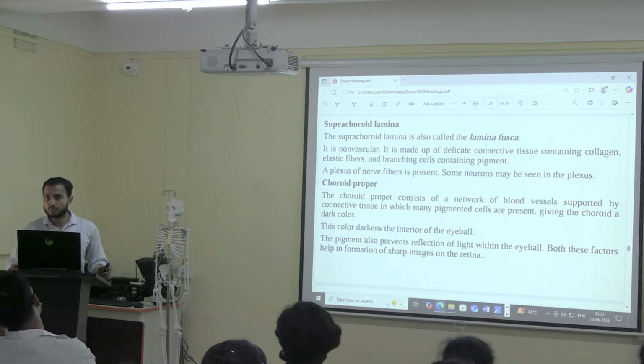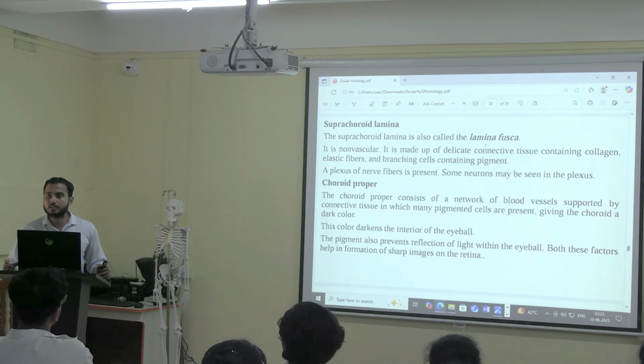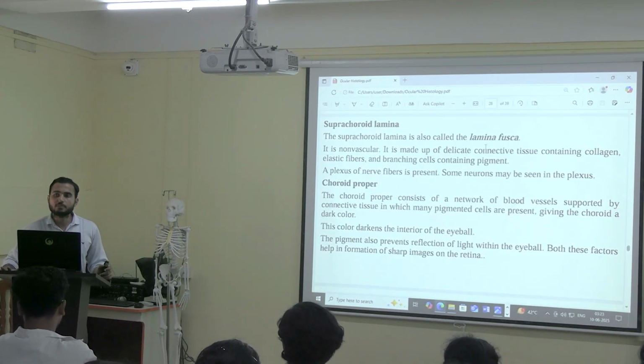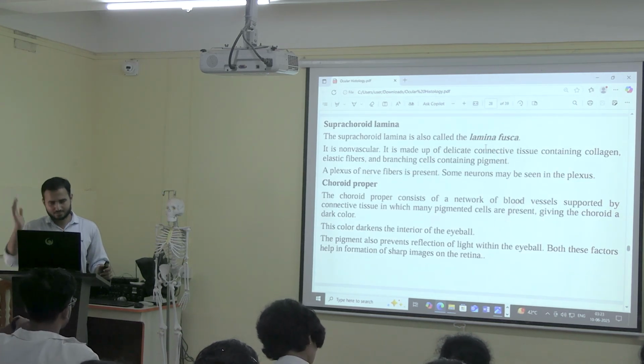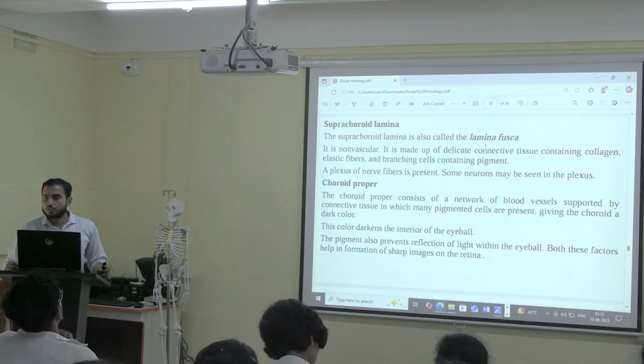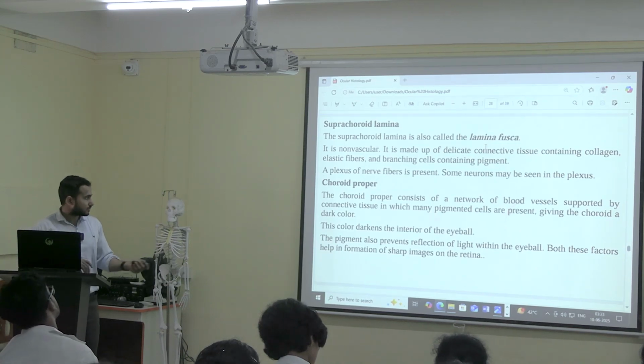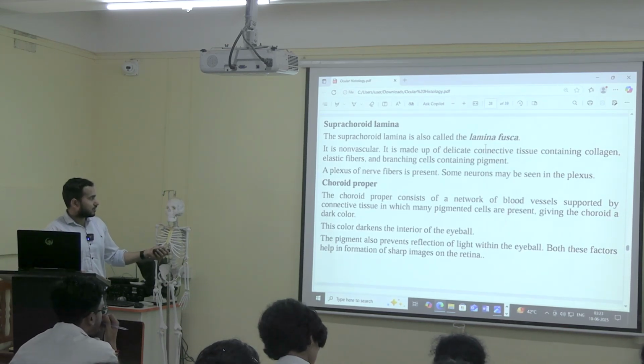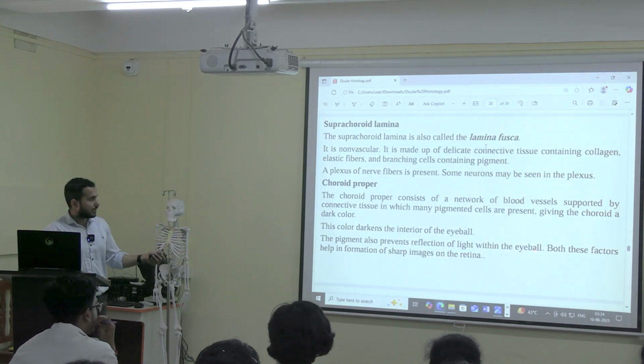Okay, if you see the choroid under microscope, it will appear dark. Why? Because of the presence of pigmented cells. So what is mainly present in the choroid proper? Blood vessels are there, supported by a delicate network of connective tissue, and along with that pigment cells are also present. Now the pigment also prevents the reflection of the light within the eyeball. Both these factors help in sharpening the image on the retina.